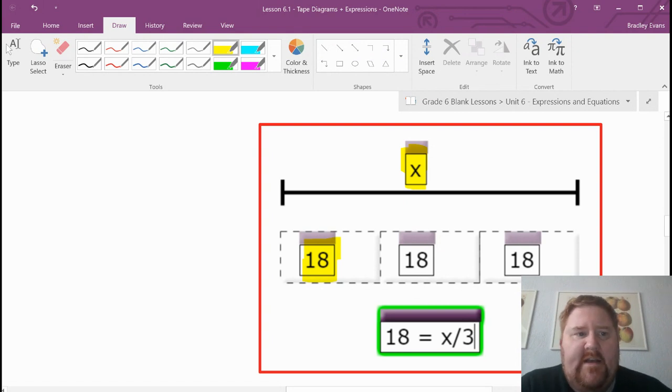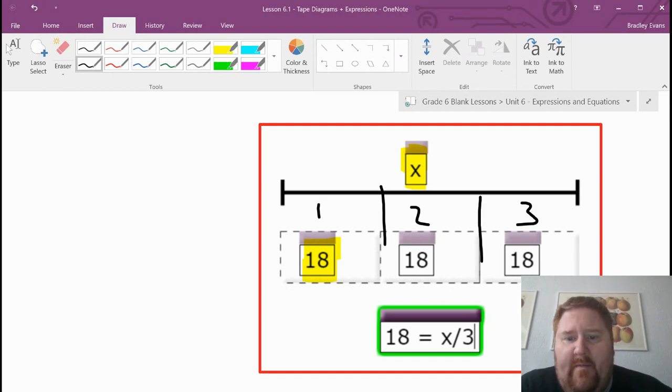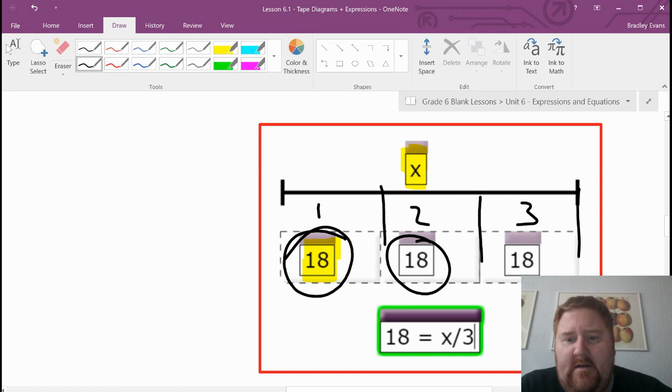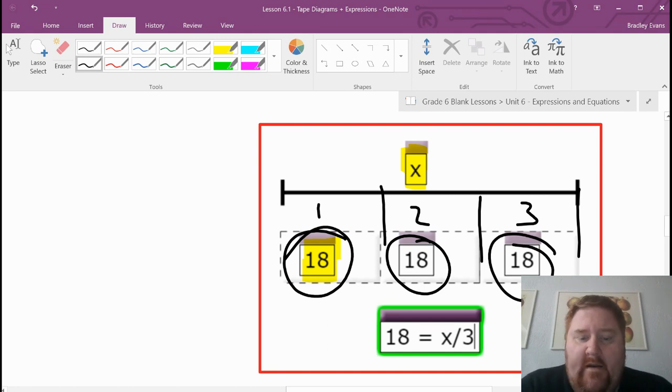I can see 3 equal parts here: 1, 2, 3. So my x divided by 3 parts, one of those parts is 18, right? Which means that every one of my parts is 18. And 3 of those are going to make x.